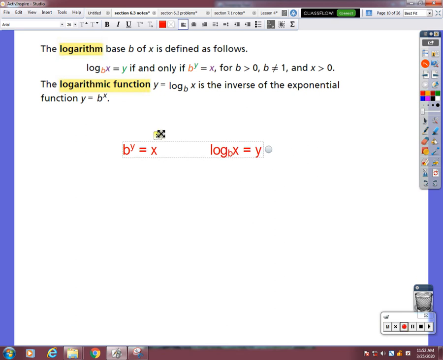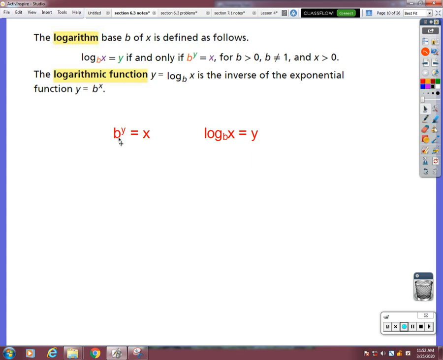So these two things mean the same thing. b to the y equals x is the same as saying log base b of x is equal to y. This number to this power equals this number. Let's get a little pointer going here. This number to this power equals this number. These two things are exactly the same. This is just a more convenient way for us to write it because it's in the form of y equals, so that's going to allow us to solve for this variable here.